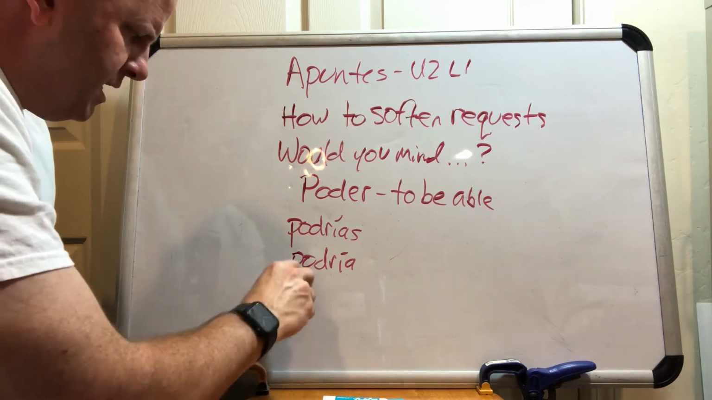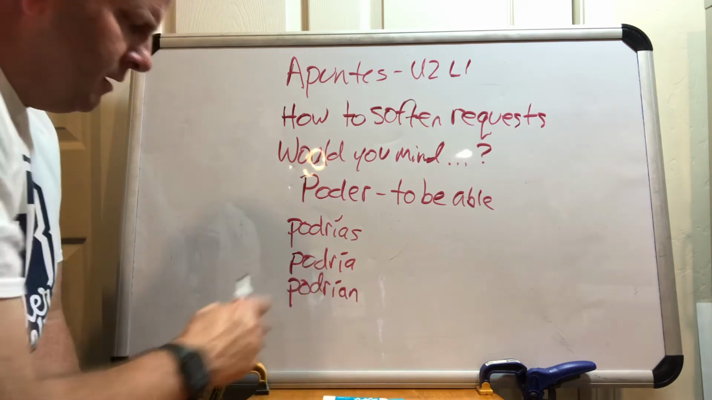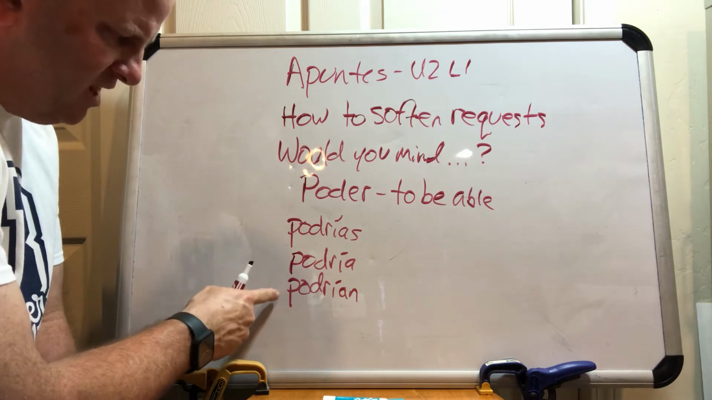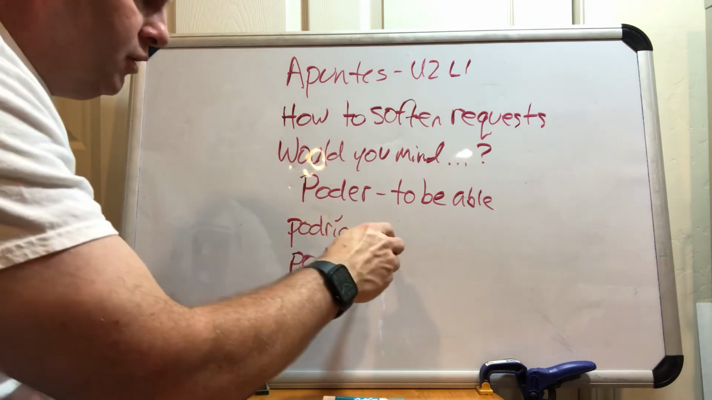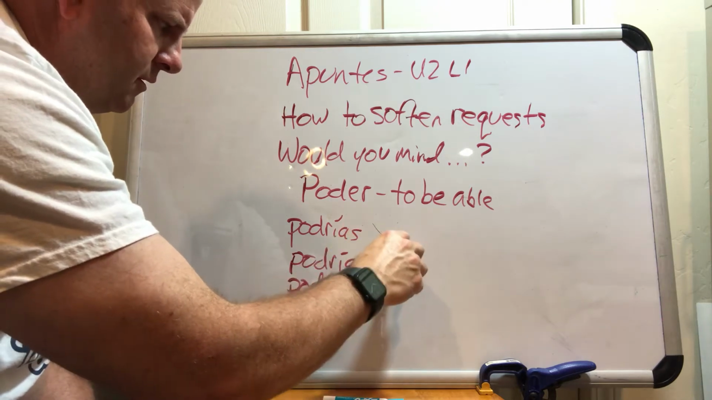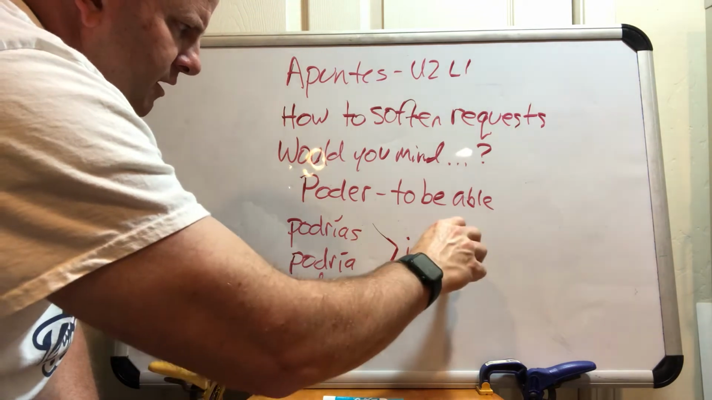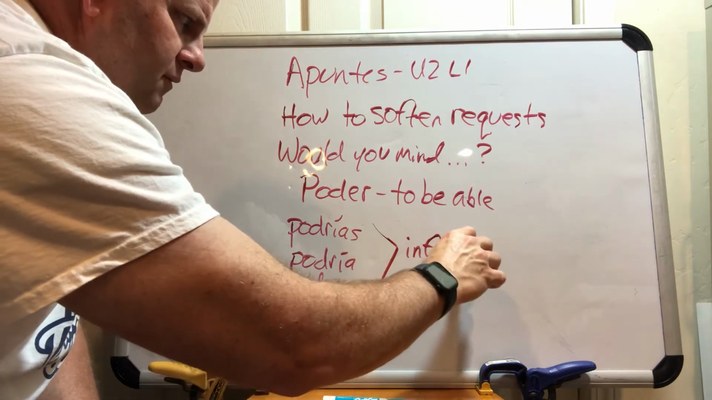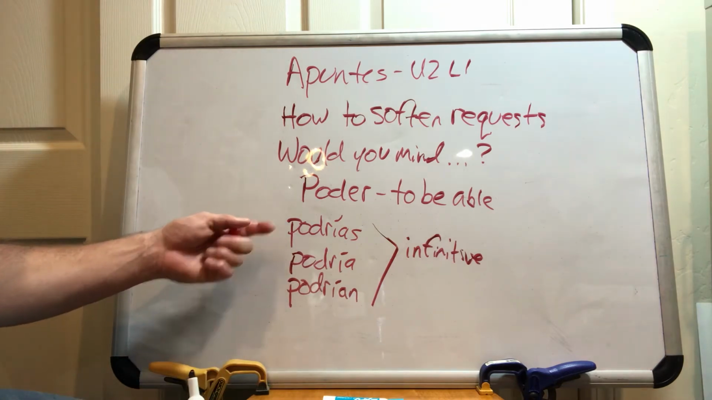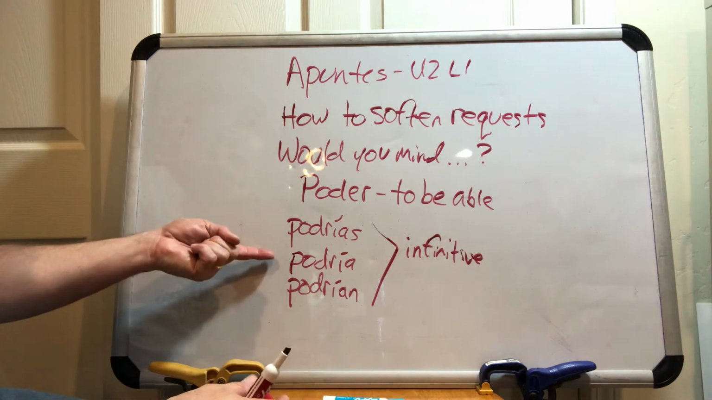And then podrían, and that's the ustedes, ellos, or ellas. So would you guys or would they be able to? And then you're going to add to this an infinitive, the infinitive of the verb that you want them to do. So, would you be able to pass the salt? Podrías pasar la sal.